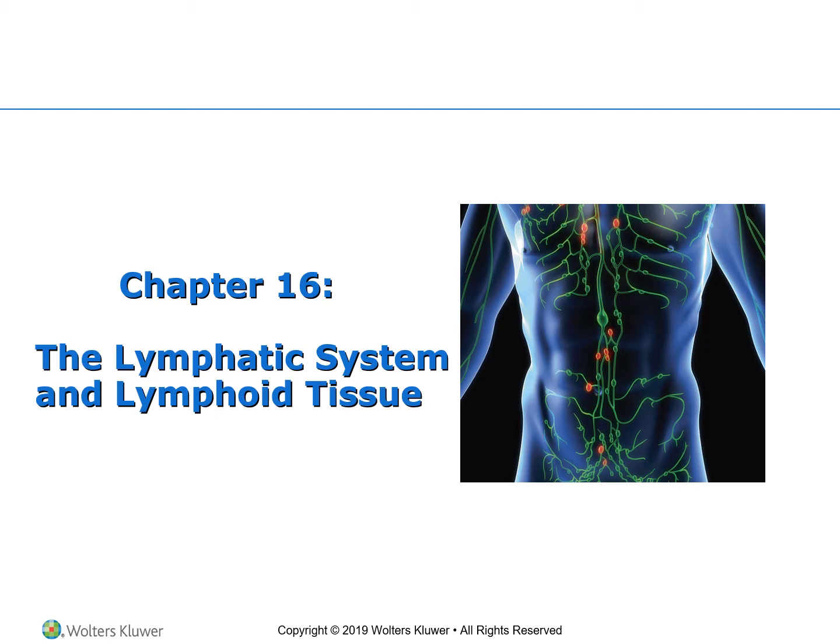Chapter 16 is covering the lymphatic system and the lymphoid tissue. The lymphatic system is a widespread web system of tissues and vessels. While its organs are not exactly grouped together, they are scattered throughout the body. In order to service all the regions of our body, they are interconnected with each other through the lymphatic vessels.